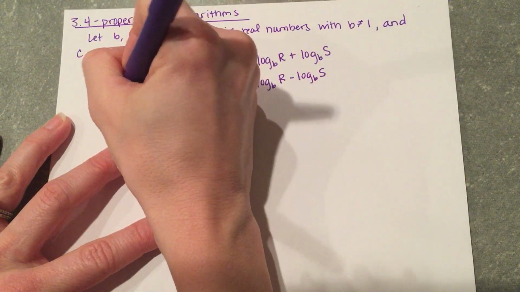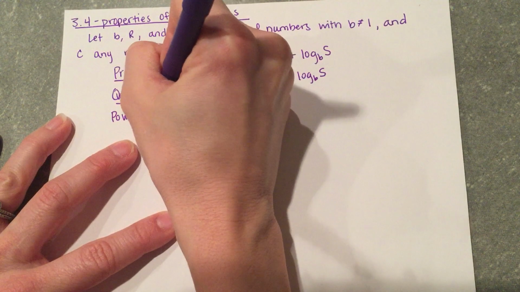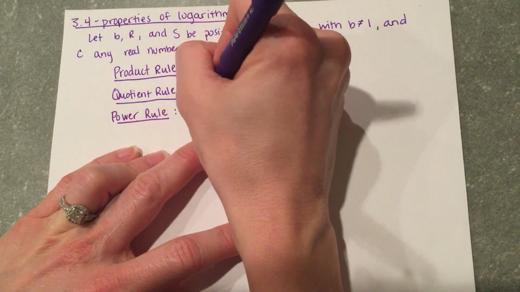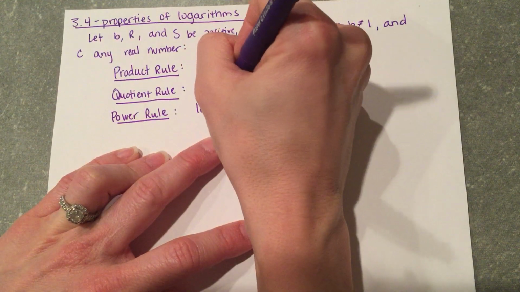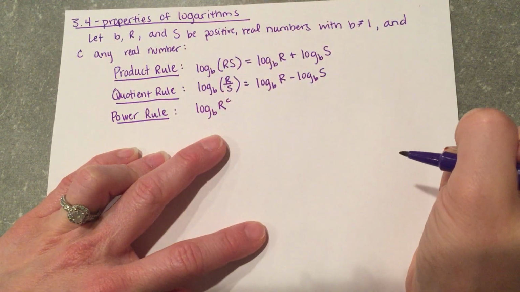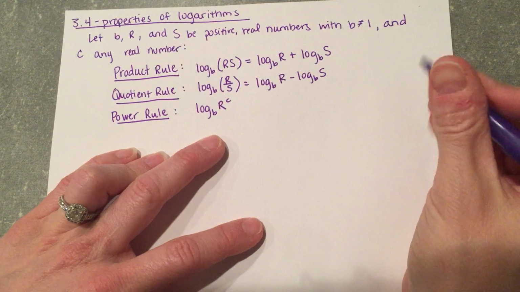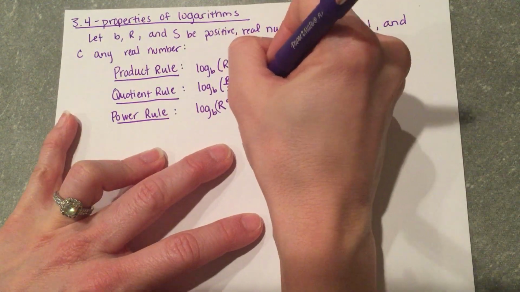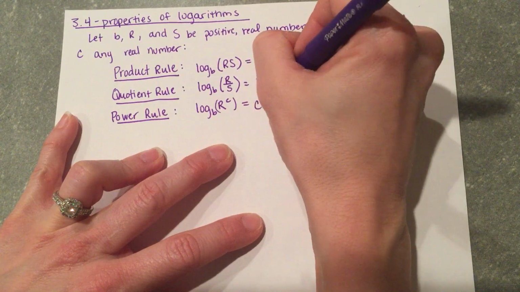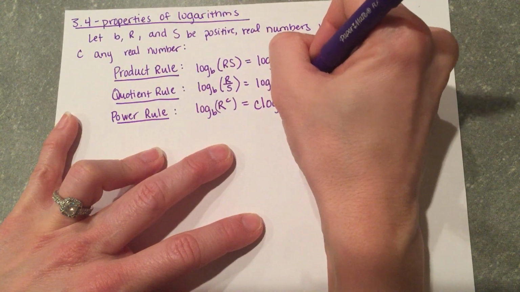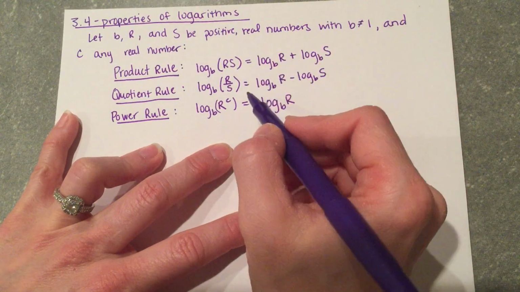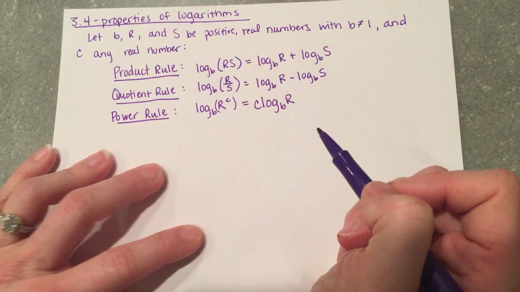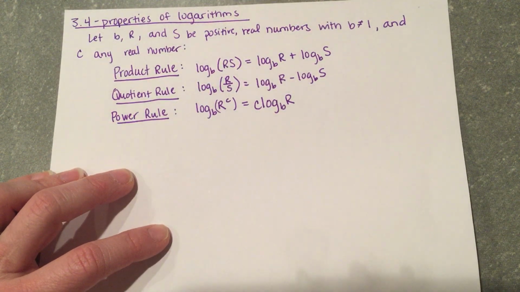And the last one we have is called the power rule of logs. And it says that if you have the log base B of R to the C power, okay, so you're taking the log of R to the C, that's actually the same thing as C times log base B of R. So you can actually move your exponent to the front of the log. Kind of weird, but it does work.